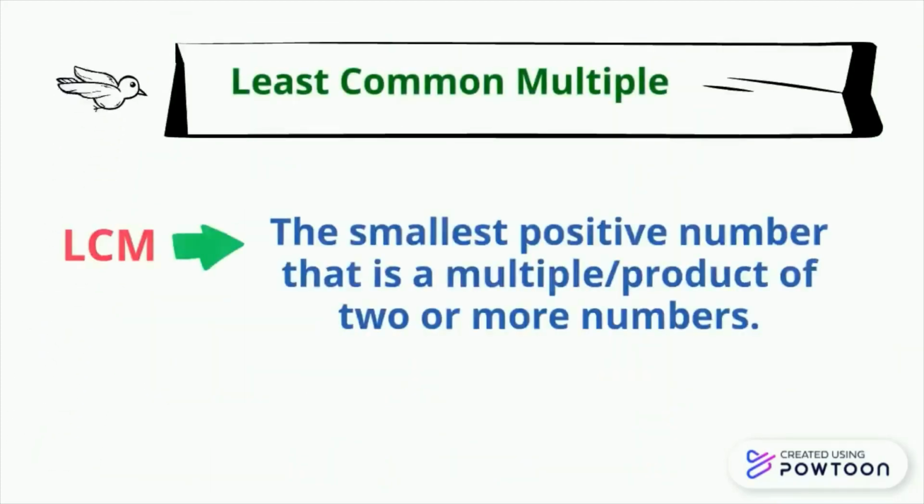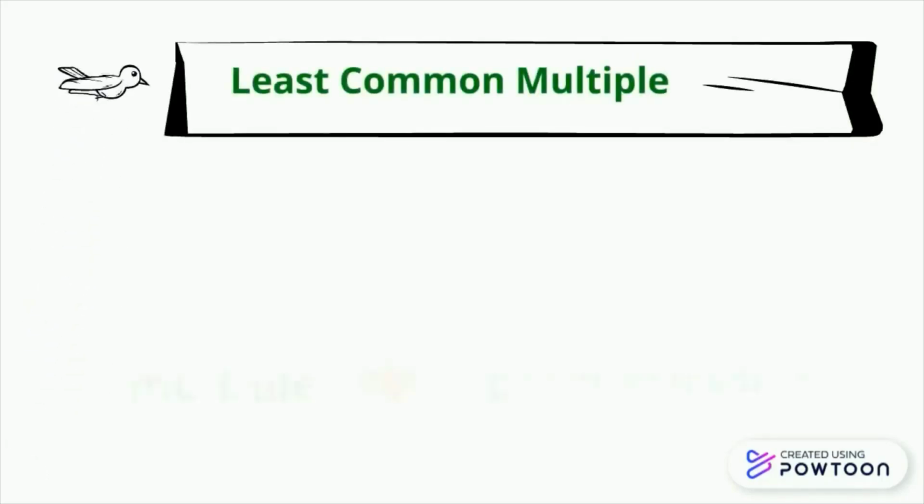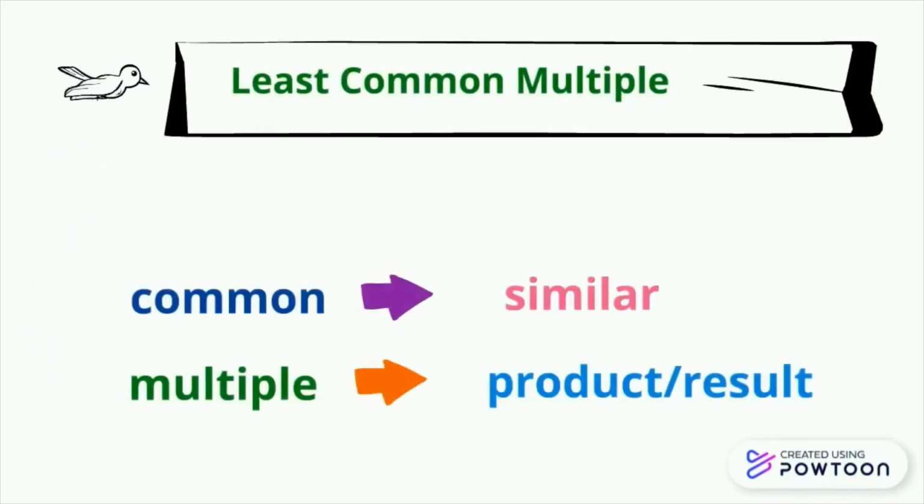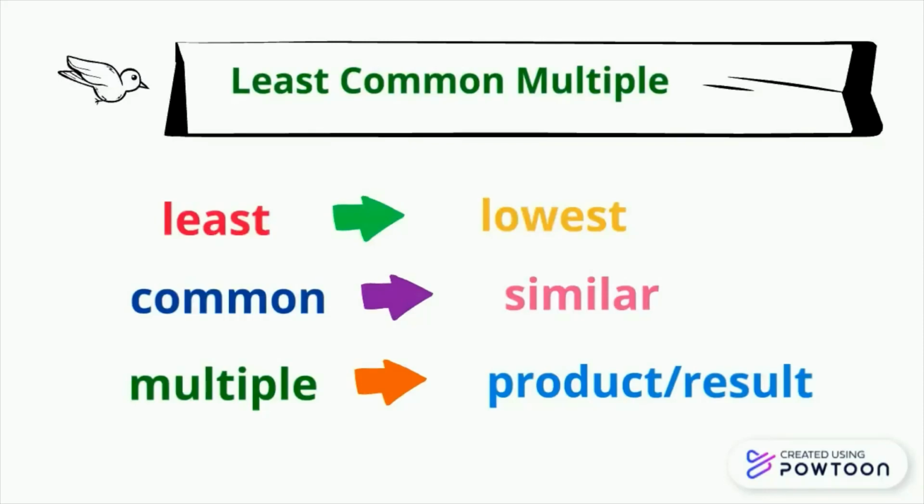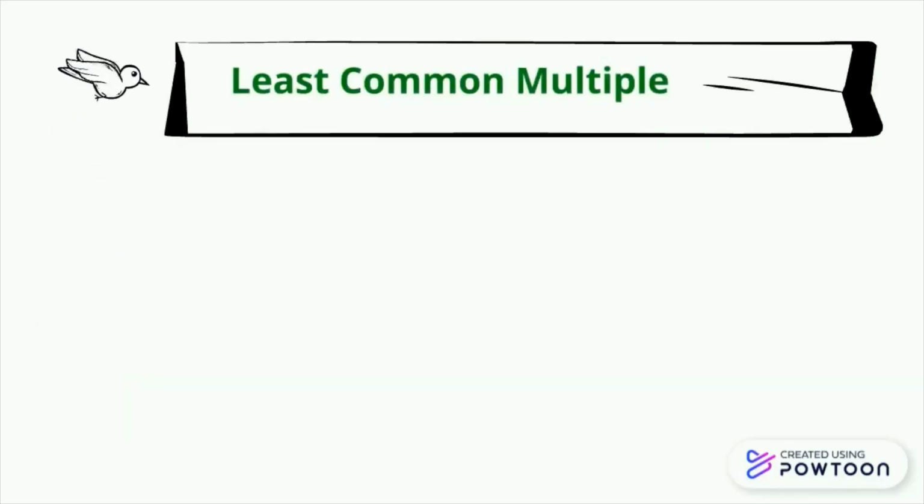The LCM is the smallest positive number that is a multiple or product of two or more numbers. We are looking for a product that is common to all the given numbers, and this time, the lowest one. Let us have an example.